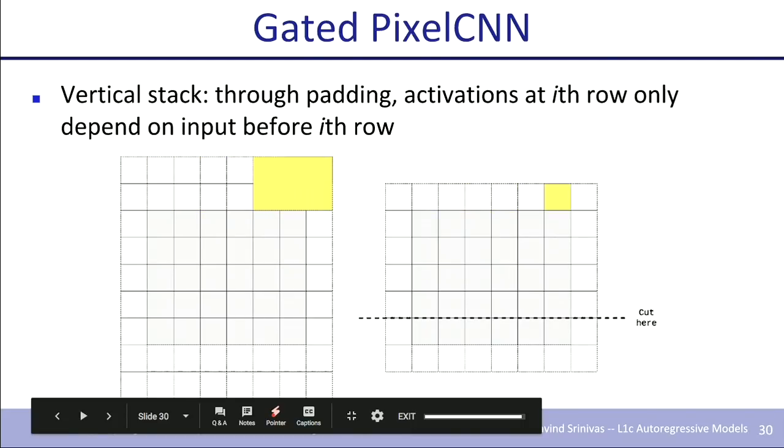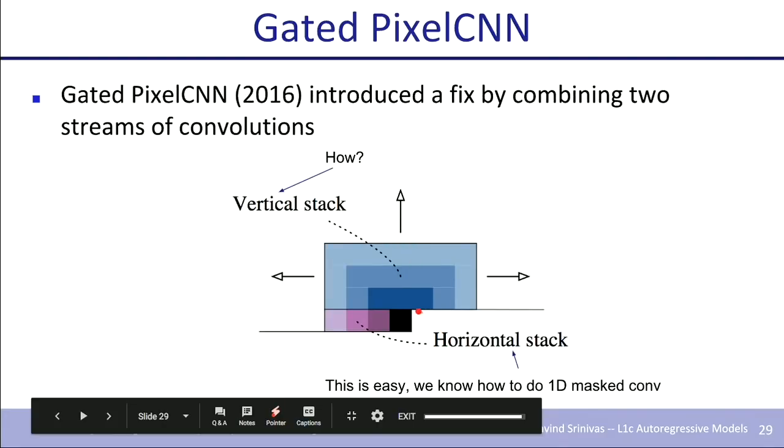So here's an illustration of how we do the vertical stack. The core idea is actually exactly the same as when we use padding to deal with 1D autoregressive convolution. What we have here is the gray area on the left, which is the input for the vertical stack convolution, and the gray area on the right is the output of the vertical stack. What we want to achieve is, let's say I'm at this pixel, I want my vertical stack to be able to access all the information for all the rows above it, but nothing else.